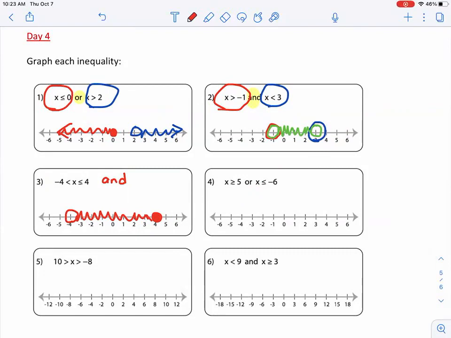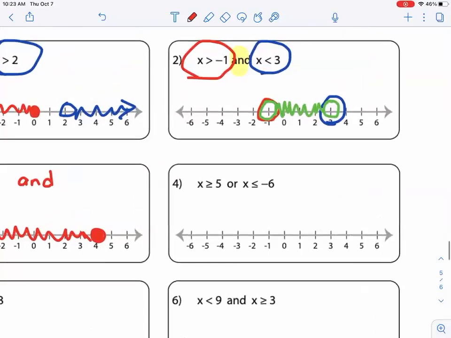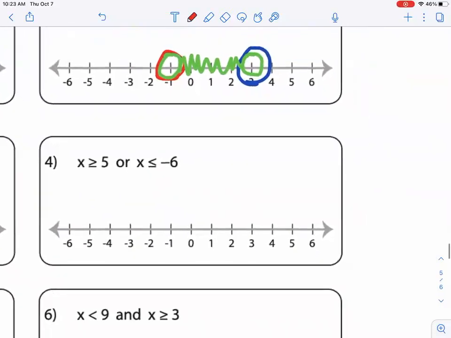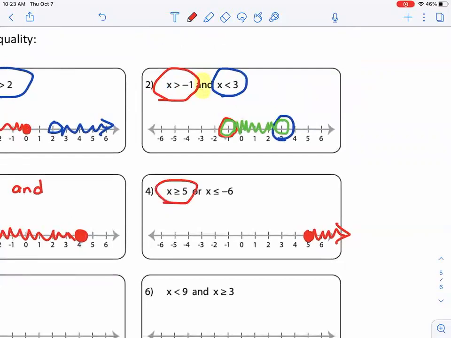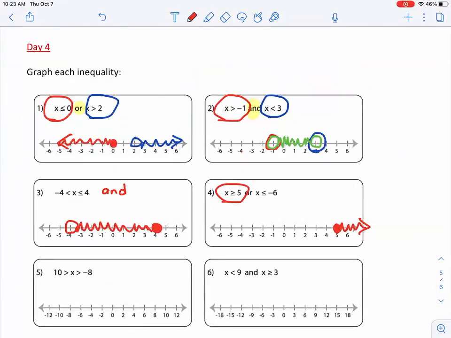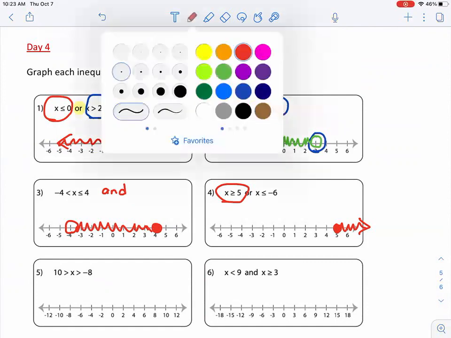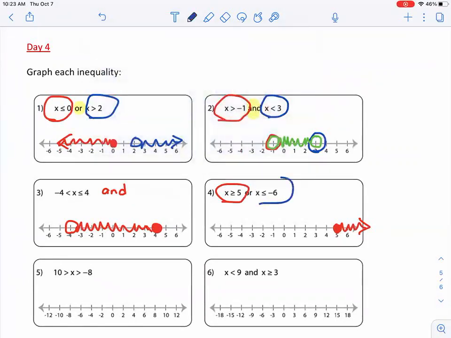All right, problem number 4. We want to graph x is greater than or equal to 5. So I will put a closed circle at 5 because of the equal sign. And I want greater than, so shaded to the right. So I did that part in red. And now in blue, I want to shade stuff that is less than or equal to -6. So that's going to be a closed circle at -6 and shaded to the left.